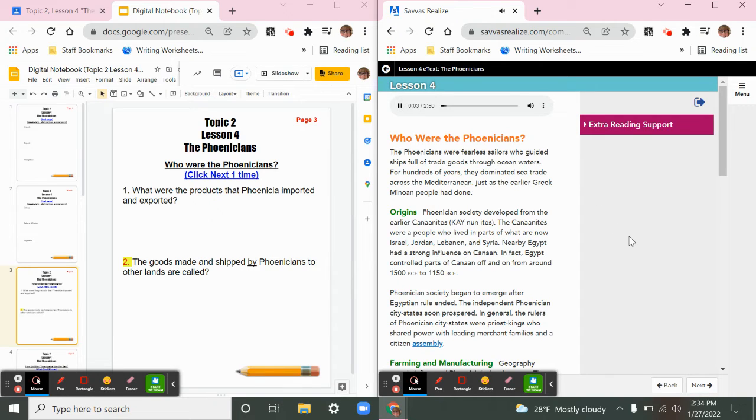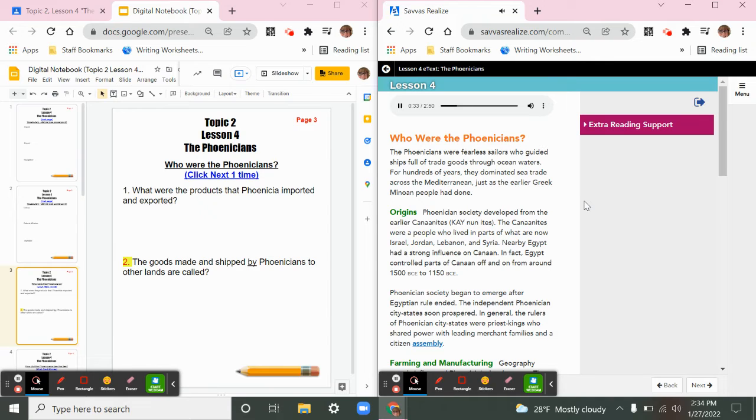The Phoenicians were fearless sailors who guided ships full of trade goods through ocean waters. For hundreds of years, they dominated sea trade across the Mediterranean, just as the earlier Greek Minoan people had done. Origins. Phoenician society developed from the earlier Canaanites. The Canaanites were a people who lived in parts of what are now Israel, Jordan, Lebanon, and Syria.